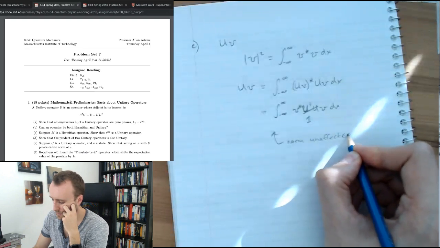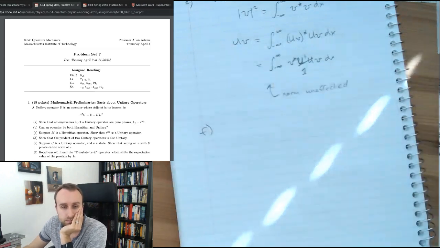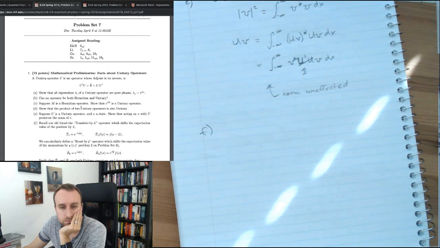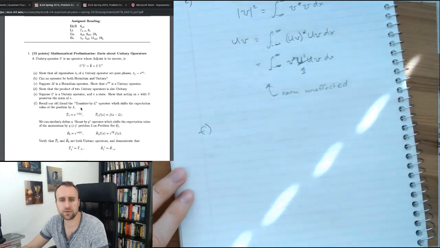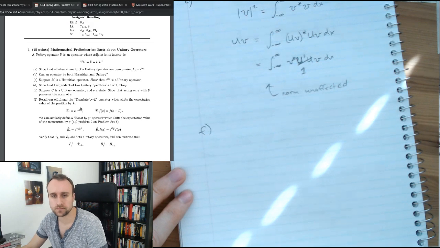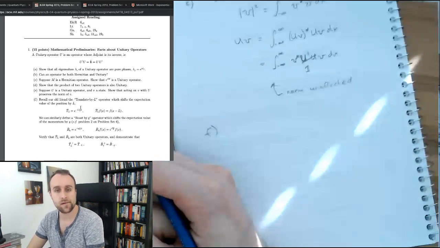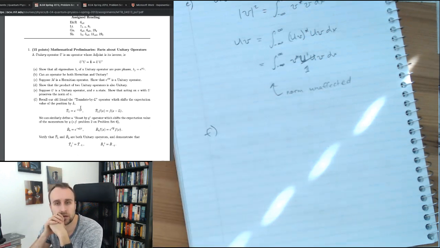Unaffected. All right, F. Call our old friend the translate by L operator, and the boost by Q, which shifts the expectation value of momentum. Verify that T_L and B_Q are both unitary operators and demonstrate that. Okay. So how would we show that this is unitary without knowing the adjoint of that?